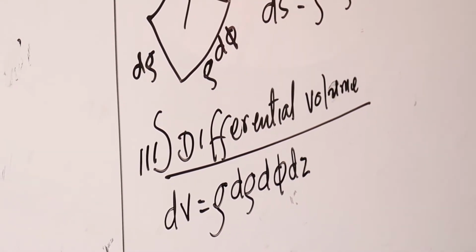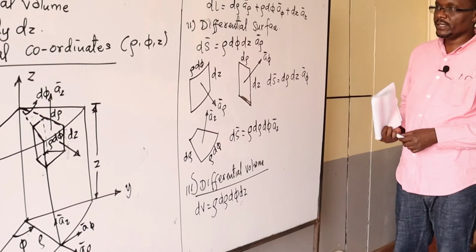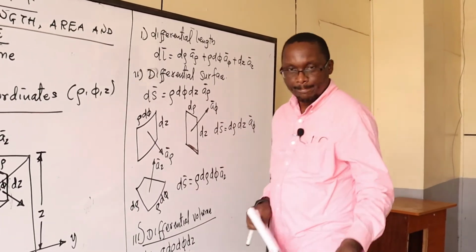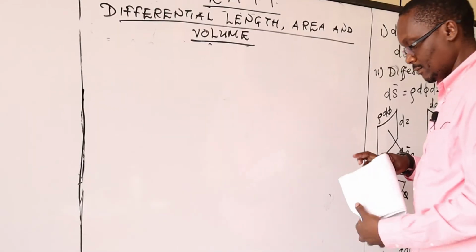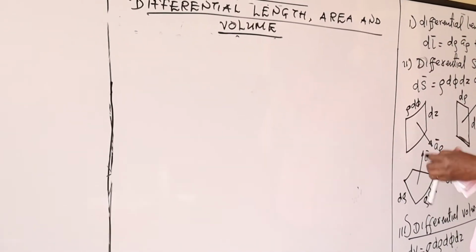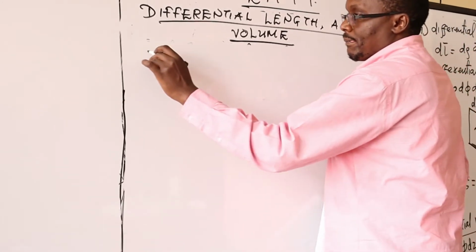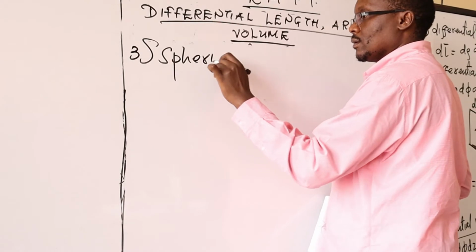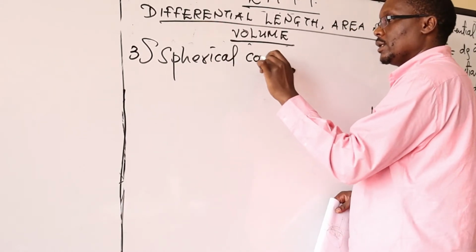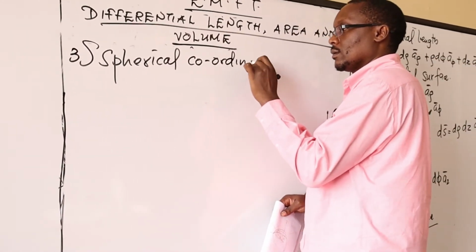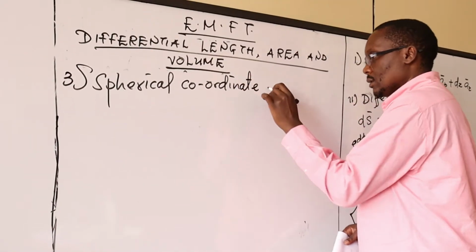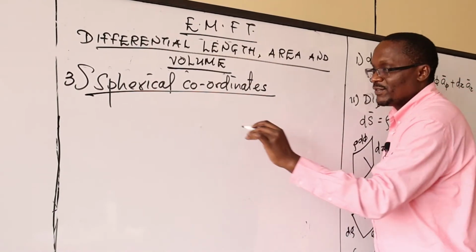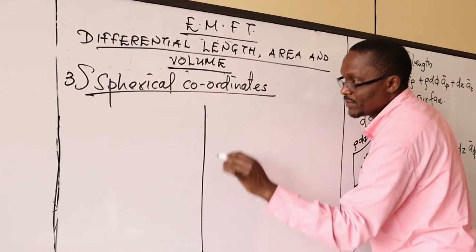Then we've looked at the two coordinate systems. Finally we have the spherical coordinate system. So the third one is the spherical coordinate system. Then we have to draw a hemisphere or a half sphere.